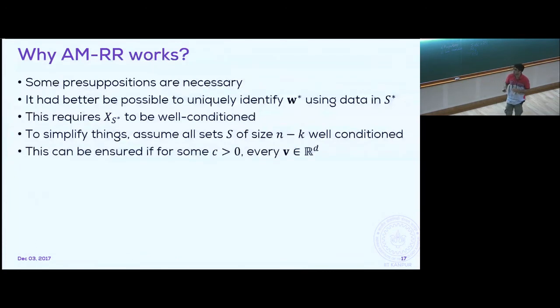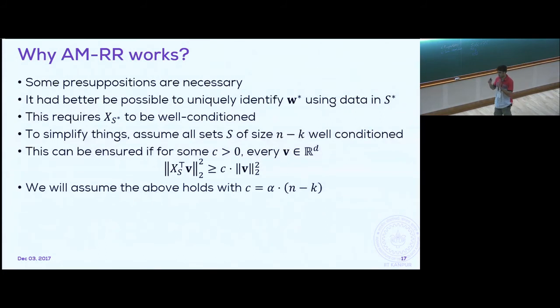And our notion of well-conditionedness would be the following, that the smallest eigenvalue, or the smallest singular value, of this matrix S S transpose will be lower bounded. And I'll assume, again for the sake of this talk, that this constant is of the form alpha times n minus k. N minus k, remember, is the size of the set. So I'm assuming the smallest singular value is blowing up with the size of the set.